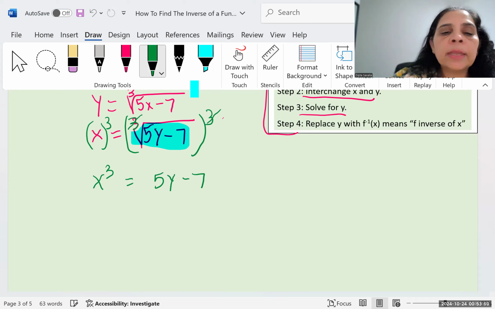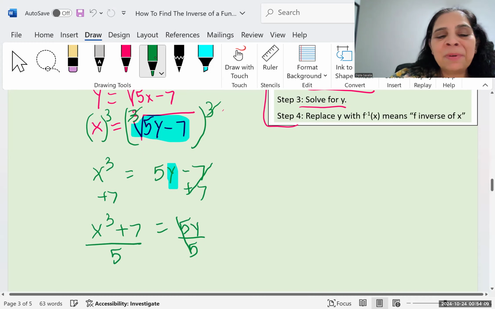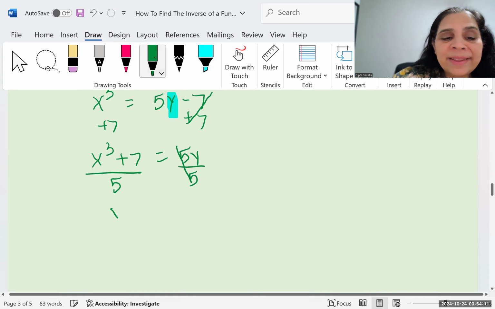And then we can solve for y. We can add 7 on both sides, so x cubed plus 7 equals 5y. And then we can divide by 5. So what is left over? We solve for y: x cubed plus 7 over 5 equals y.